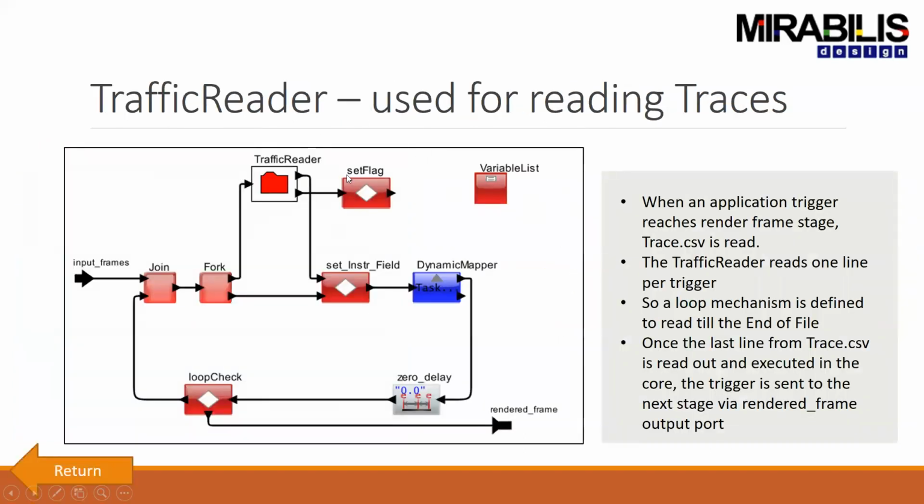Once the trace.csv is available in the model, we use a traffic reader to read that CSV, and we run that in a loop. The reason we run it in a loop is because we have multiple lines that have been parsed. We want to read each line to fully complete the software task execution. So we run this reading in a loop, and once the entire trace has been completely read out, we send the output to the next stage.